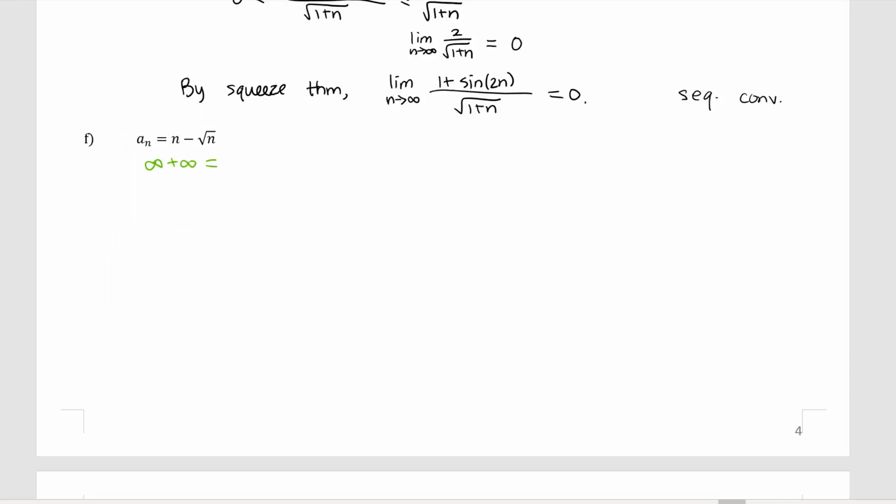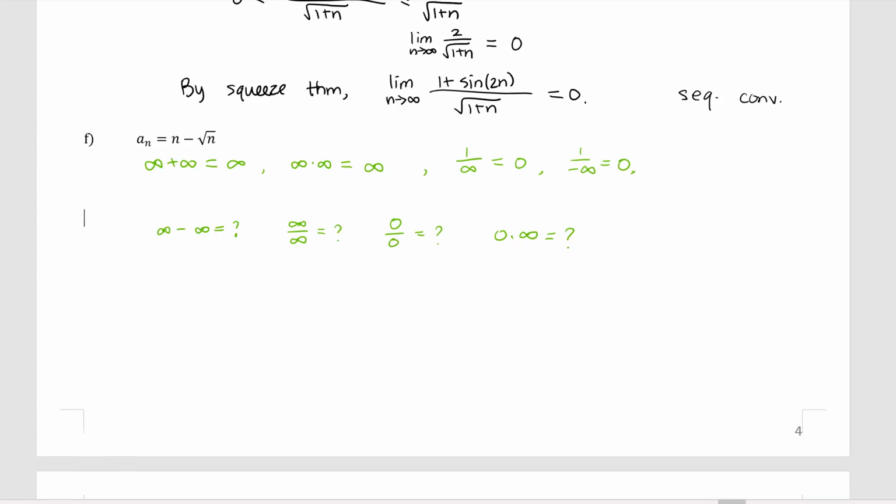Infinity plus infinity, can you tell what that is? Yes, infinity. Infinity times infinity, can you tell what that is? That's infinity. And how about infinity minus infinity? No. Infinity over infinity? No. 0 over 0? No. 0 times infinity? No. 1 over infinity? Yes, that's 0. 1 over minus infinity? Yes, 0.